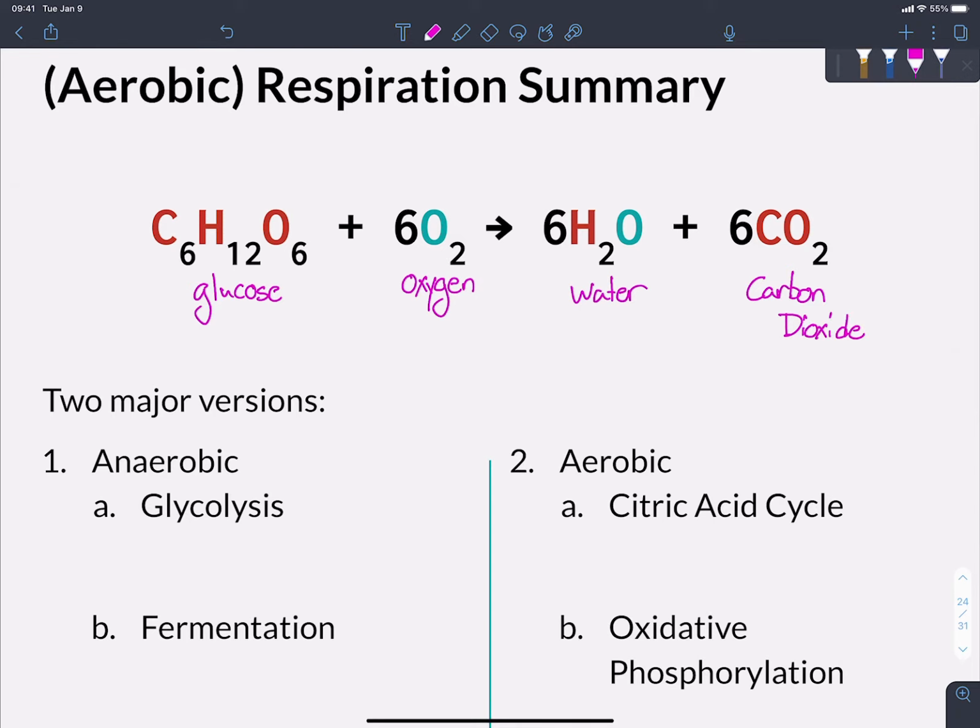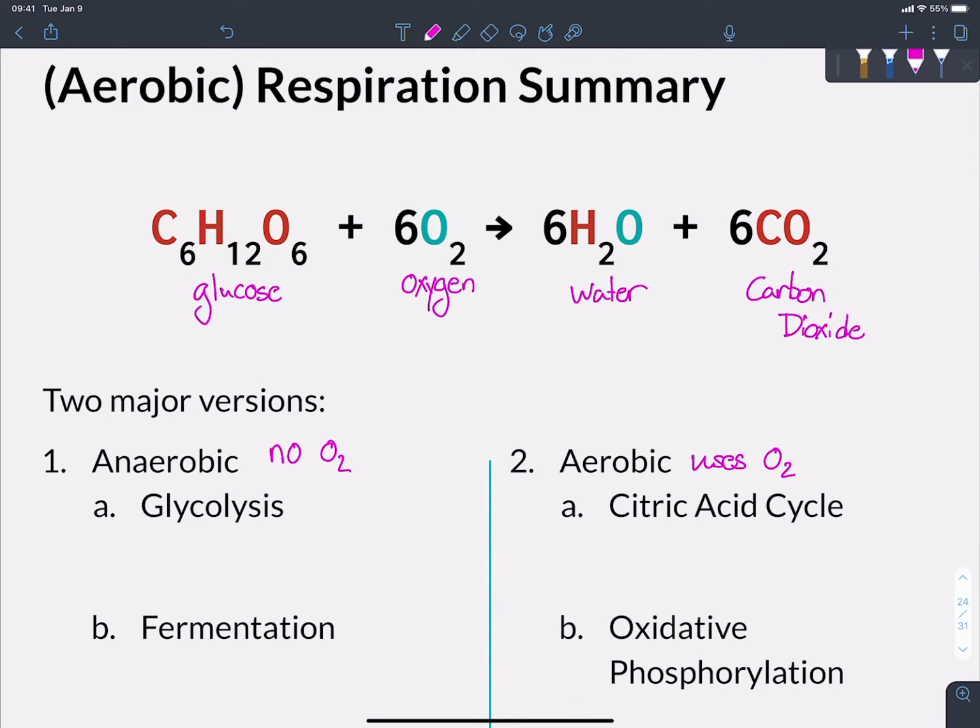But I'll also point out that this equation is really only the summary equation for aerobic cellular respiration. And there are actually two major versions of respiration that happen in cells. There's anaerobic respiration, which does not use oxygen. And then there is aerobic respiration. We are aerobic respirers as animals. All animals are aerobic respirers. But most cells on the planet actually just carry out anaerobic respiration. Most bacteria respire anaerobically. Regardless of how it happens, it always has this kind of a structure.